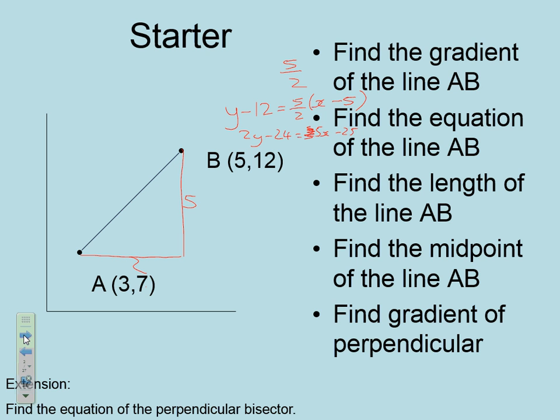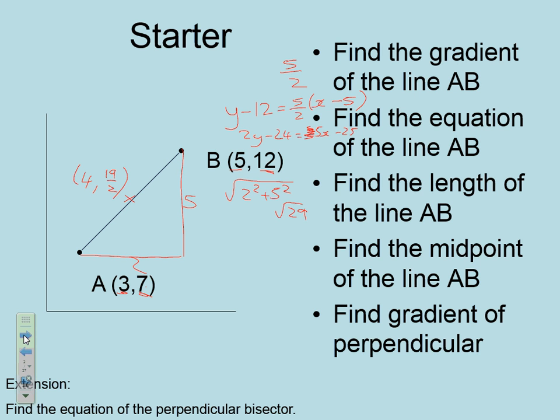Find the length of this. Well, the length of this is the square root of 2 squared and 5 squared. So that's the square root of 29. The midpoint's halfway along and halfway up. Halfway between 3 and 5 is 4. Halfway between 7 and 12, well, that's 19, 19 divided by 2.